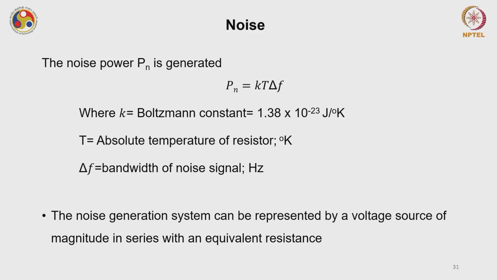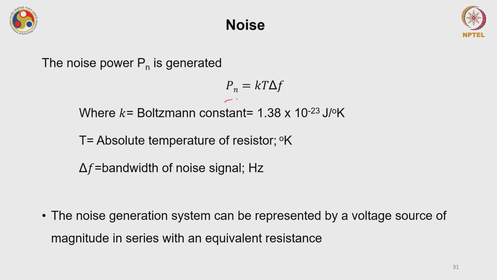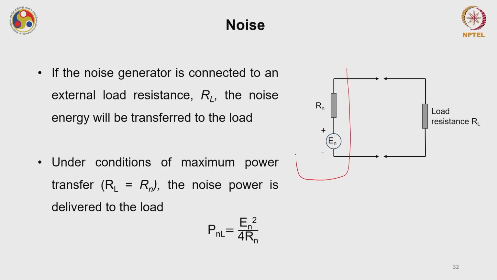Let us see if we can figure out some basic circuit for this noise generation. The noise power Pn is generated as kT multiplied by its bandwidth, where k is the Boltzmann constant and T is the absolute temperature of the resistor. The noise generation system can be represented by a voltage source of magnitude En in series with an equivalent resistance. So let us see the equivalent circuit of a noise generation system. I can say something like this.